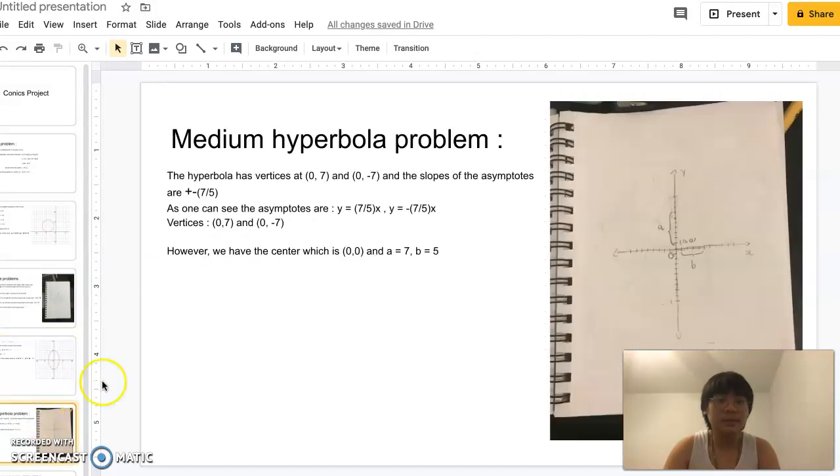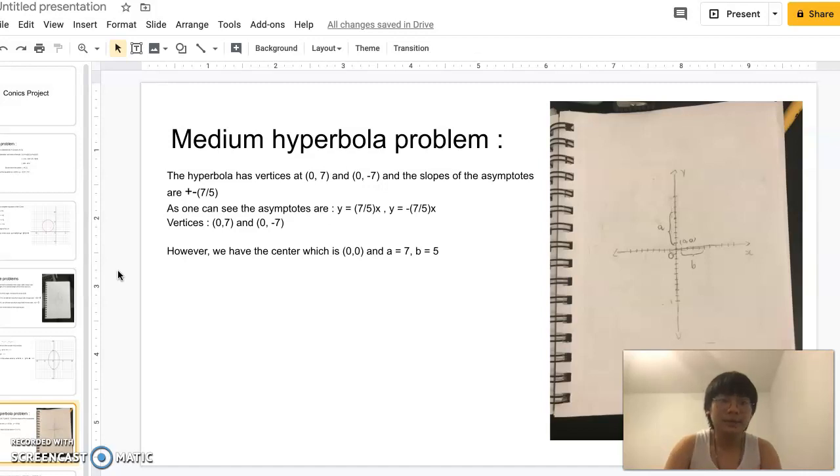Alright, so the final problem, the medium hyperbola problem. The topic is the hyperbola has vertices at (0, 7) and (0, negative 7), and the slopes of the asymptotes are plus or negative 7 over 5. So as one can see, the asymptotes are y equals 7 over 5 x and y equals negative 7 over 5 times x.